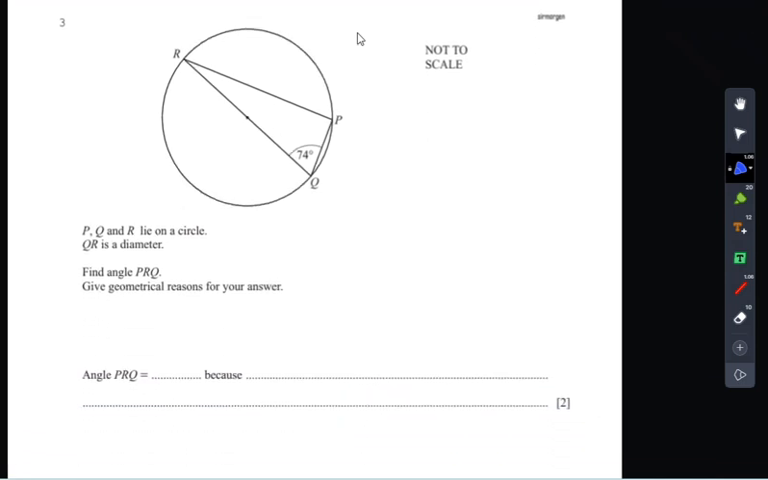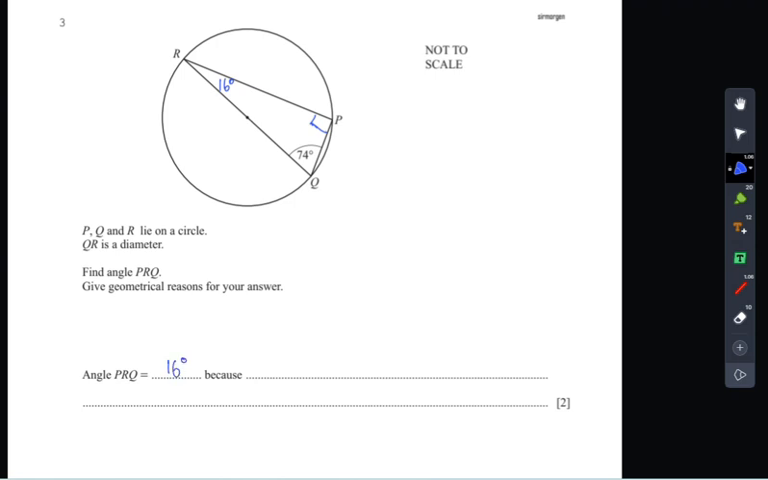Right, number 3, we have a circle there. Diameter is QR. Once you hear diameter, remember the theorem: angle in a semicircle is 90 degrees, right? That angle is 90 degrees. So when you say 90 minus 74, what do you get? We get 16 degrees. This angle here, PRQ, is 16 degrees, right?